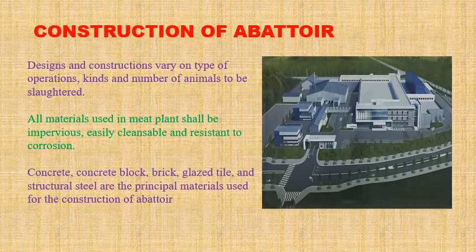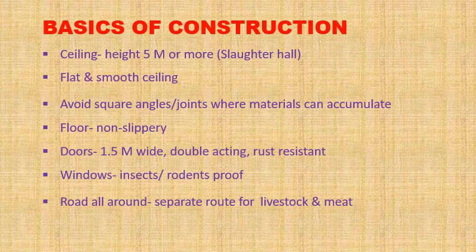In the figure you can see a model of a modern abattoir where different buildings, units and sections are located, and all around you can see the roads, which is a standard I have discussed earlier. Basics of construction. Here I will outline some of the important points which should be considered for construction of an abattoir.